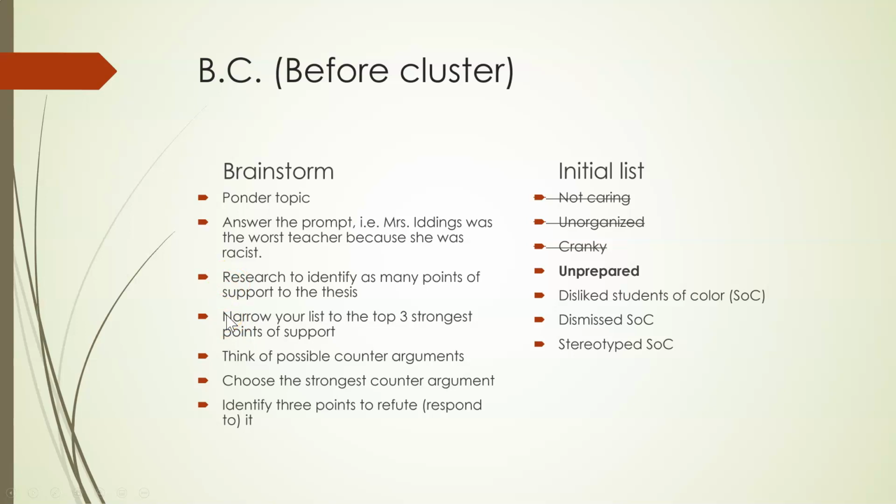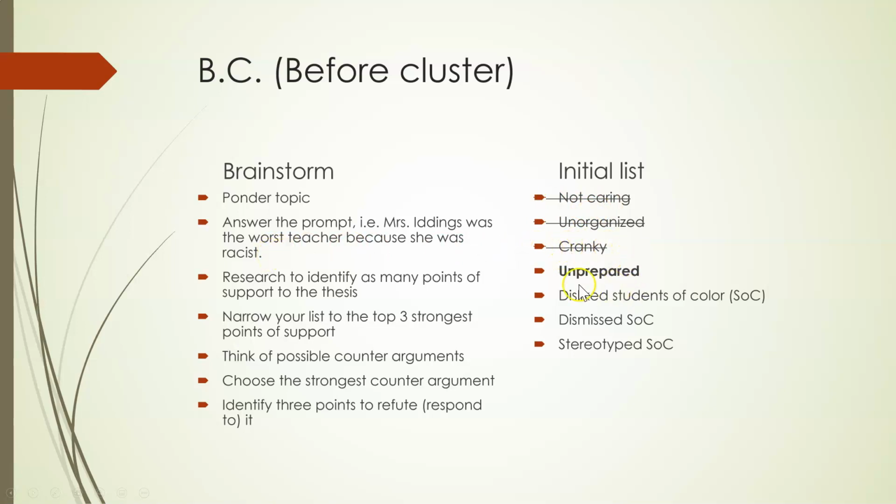We narrowed your list. We brainstormed to try to identify as many topics as we possibly could. We narrowed that list to the 3 strongest points of support. So let's say that this was my initial list as to why she was racist, or how she showed that she was racist: because she was not caring, unorganized, cranky, underprepared, she disliked students of color, dismissed students of color. And then I realized that these are the weakest points. They would not make a good support to why she was racist. So get rid of those.